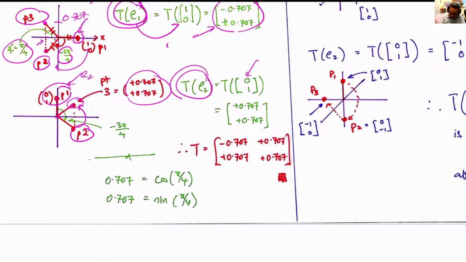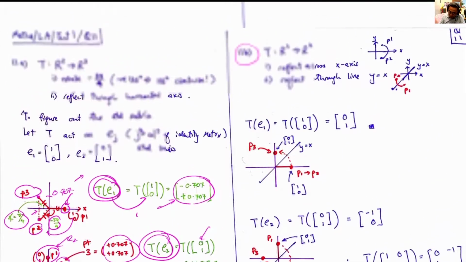So now we have T of E1 and T of E2. All we need to do is to put it in here. So this is T of E1, this guy is T of E2, and this is the standard matrix for the transformation we have just described. Thank you.